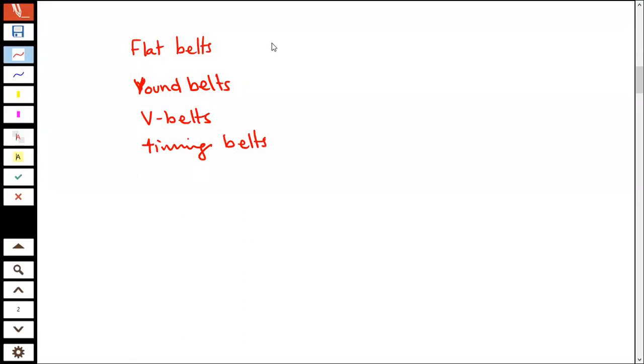Now, what are flat belts? The cross section of flat belts just looks like this, and you would have seen this in many applications. For example, in a tractor thresher, you would have seen this in the wood shop. You would have seen these kinds of belts. So this is the cross section. Now this is the thickness of the belt. Okay? And this is the width of the belt, which is denoted by B. Okay? And if you look at this belt, this is going to go like this.